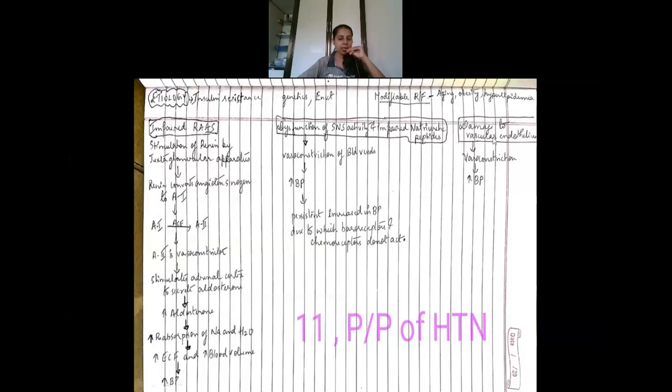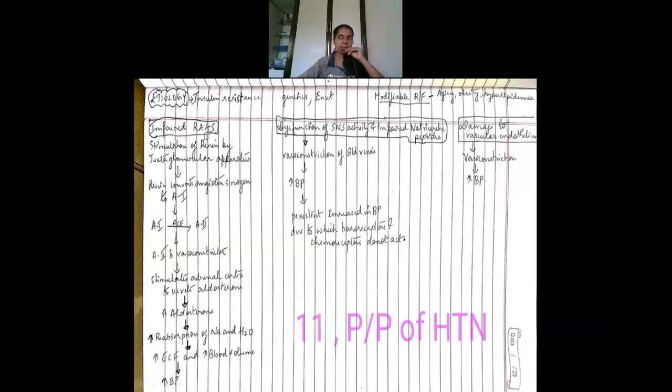Next is, already I told you, there can be damage to the vascular endothelium. Okay, whenever there is damage to vascular endothelium, what will happen? Again, continuously there can be vasoconstriction, and that also will increase the blood pressure.